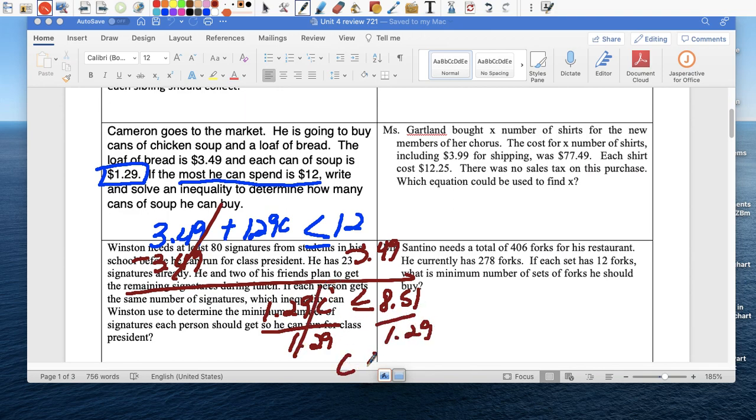So the maximum number of cans that I can buy, divide by 1.29, and with a calculator it is 6.59 cans. I can't buy 7 cans, right? That's the maximum, the greatest number of cans that I can buy is 6.59. So the number of cans, in the context of this, is going to be 6 or less, right? That's our story.